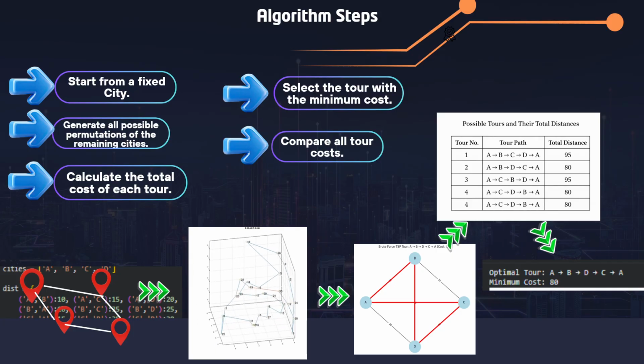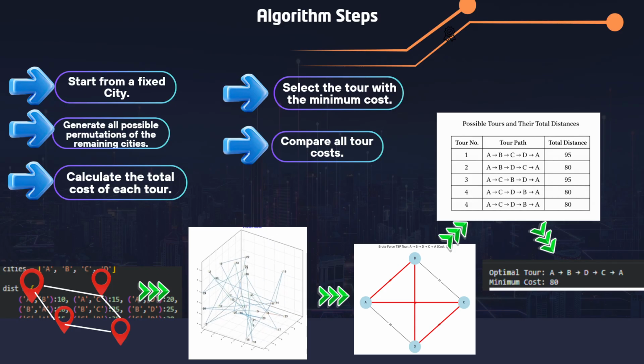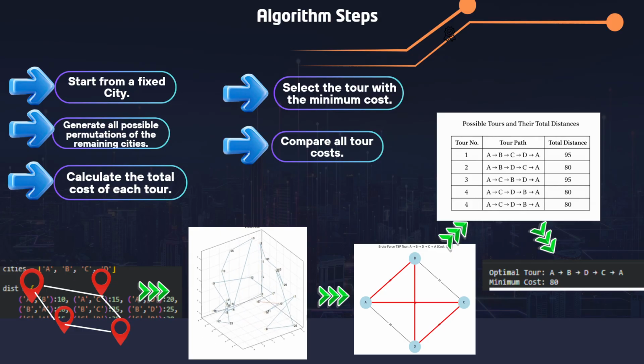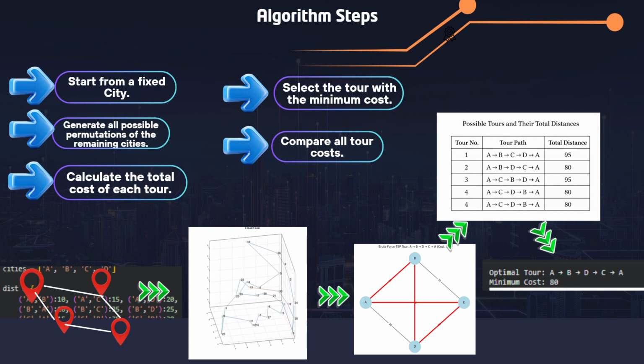So we can start. First of all, we need to fix the start city, then apply our process, then calculate the minimum cost and cost-efficient tour. Then next.